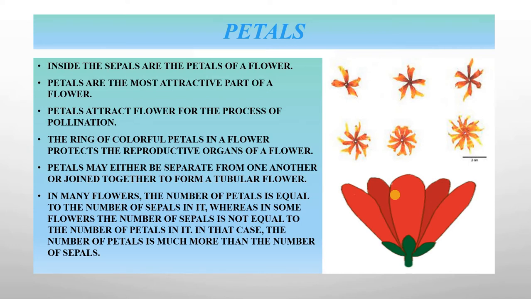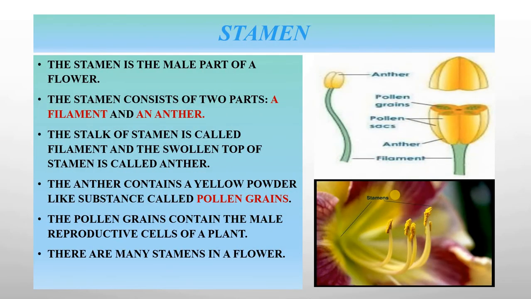And what is the function of petal? The function of petal is to attract insects and to protect the reproductive organs which are at the center of the flower. Next comes the stamen. Now, what is the stamen actually? It is the male part of a flower. Male gender. Male part of a flower.